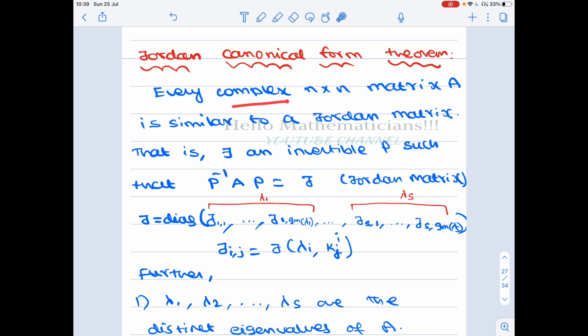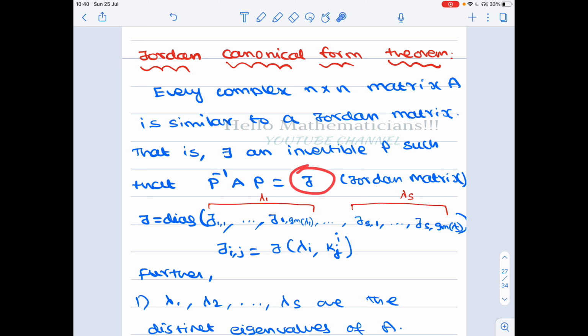Every complex n by n matrix is similar to a Jordan matrix. Okay, that is a result. You take any matrix, not necessarily diagonalizable, nothing. You take any matrix, it is similar to a Jordan matrix. Therefore every matrix can be brought into Jordan canonical form. That is, there exists an invertible matrix P such that P inverse AP equals J, where J is a Jordan matrix.